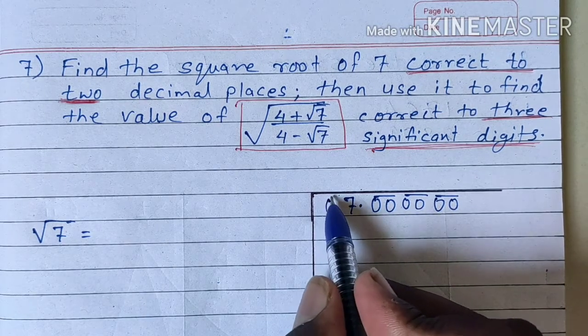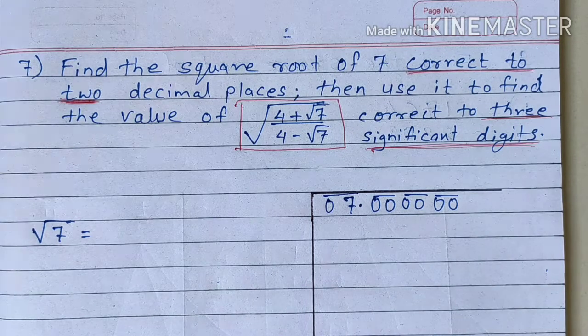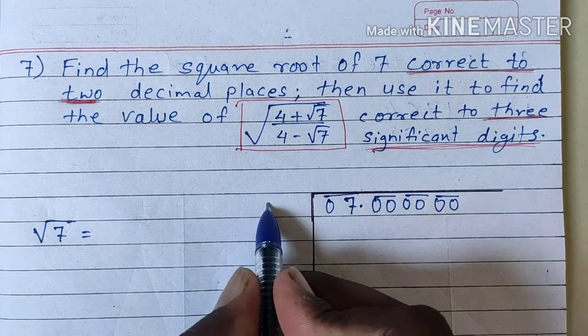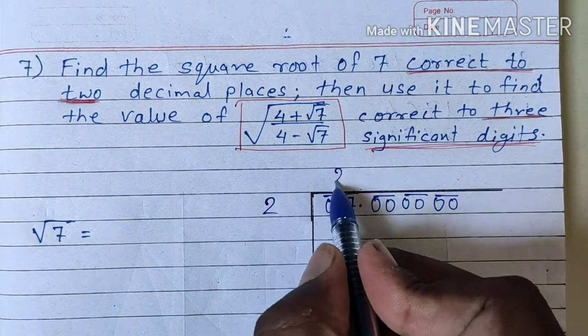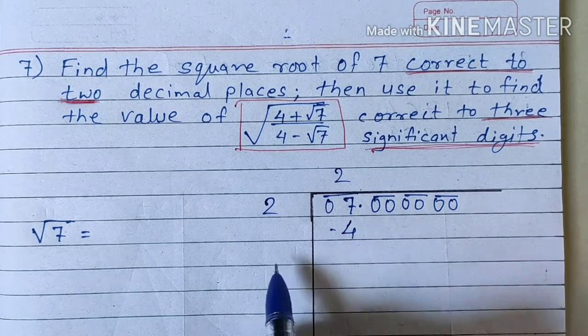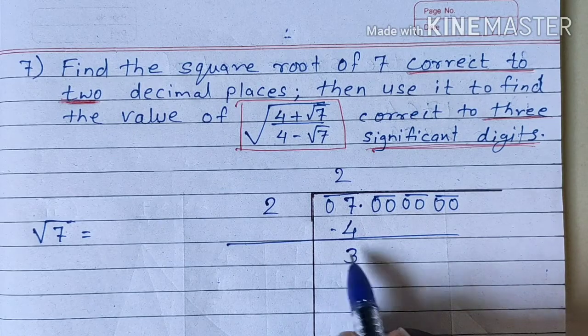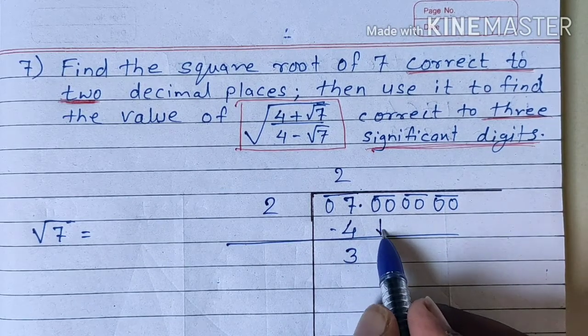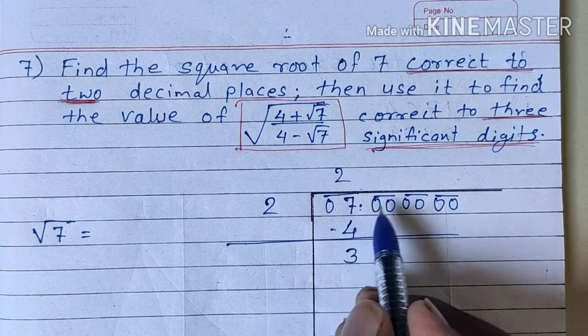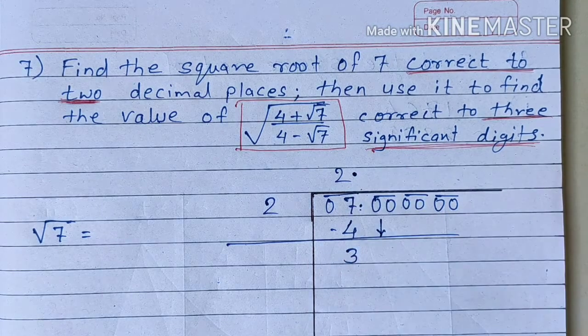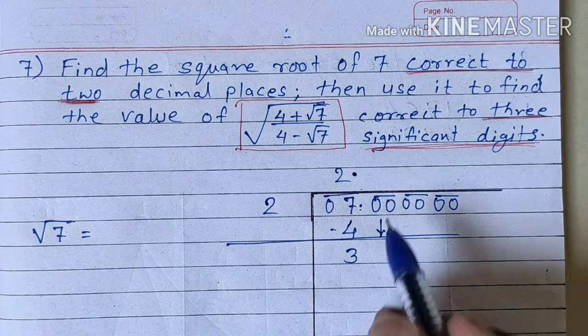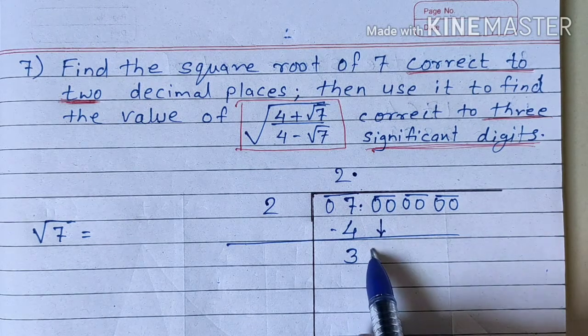We have taken 3 pairs of zeros. Since the 7 is unpaired, we can take 0 along with that on the right side of 7. Now students, tell me whose square is less than 7. It is 2. 2 square is 4. 7 minus 4 is 3. Take the next pair down, but before that pair there is a decimal point, so put the decimal in the quotient.